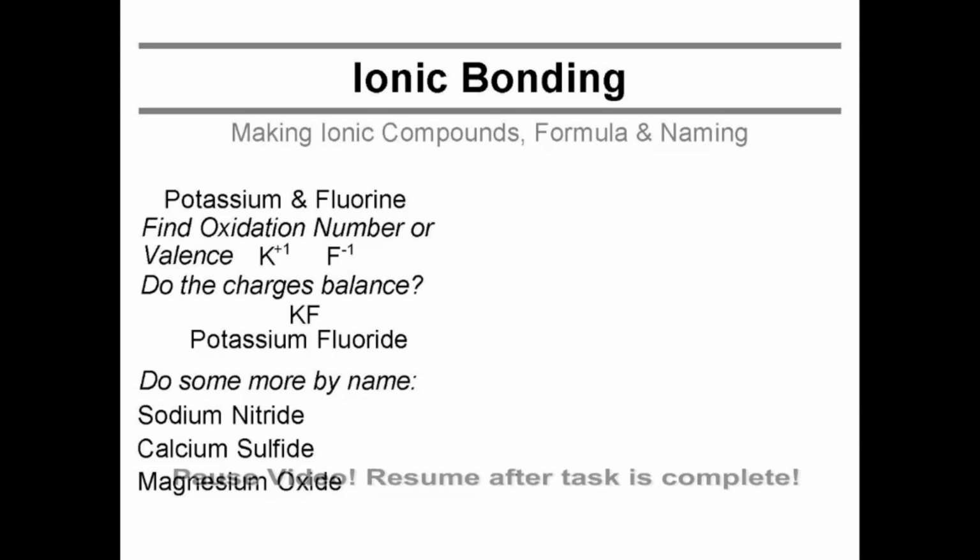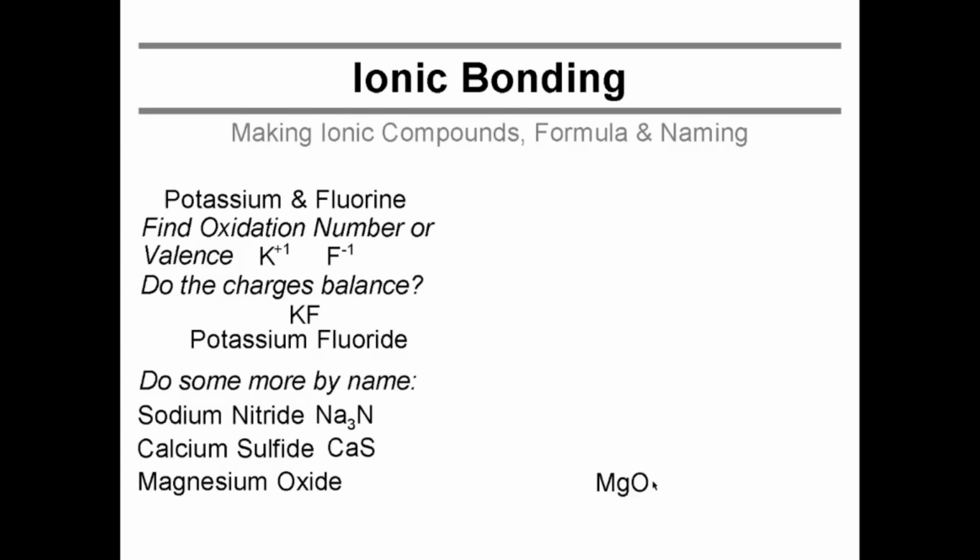Okay, let's give it a shot, see what you got. Sodium nitride. Well, the nitrogen ion had a -3 charge, and my sodium had a +1. So I need 3 of those to cancel the -3 out, and it becomes Na3N. It's an interesting one. Calcium sulfide, -2, +2, fits together, just CaS. Magnesium oxide, very simple too. +2, -2 is MgO.